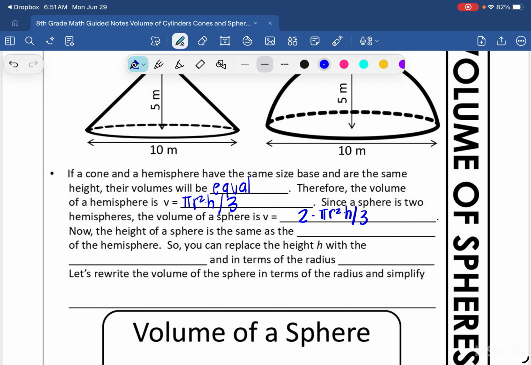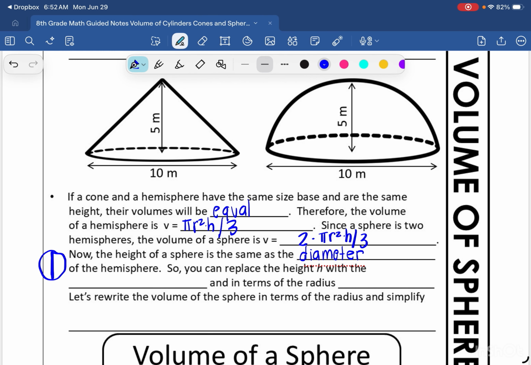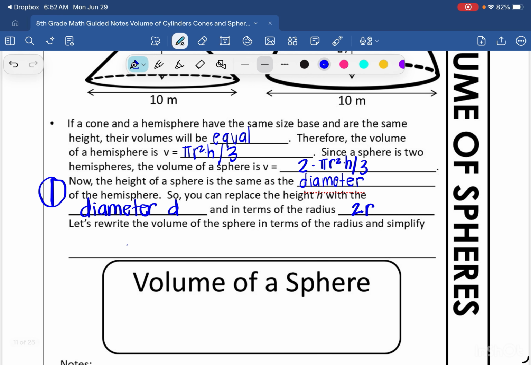Now, the height of a sphere is the same as the diameter. So you can replace the height in the equation, h, with the diameter. And in terms of the radius, that would be 2r, because the diameter is 2 times the radius. So we're going to rewrite this formula in terms of the radius. So if I have 2 times pi r squared h divided by 3, instead of h, I'm going to write 2 times the radius. So 2 times pi r squared times 2r, which is the diameter, divided by 3.